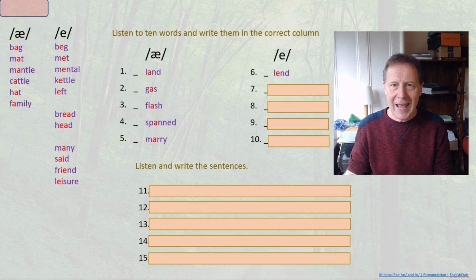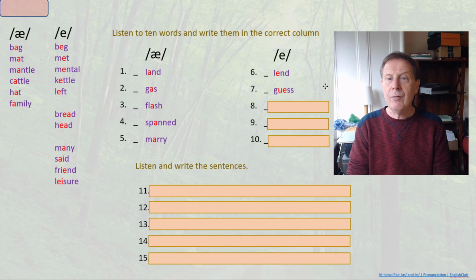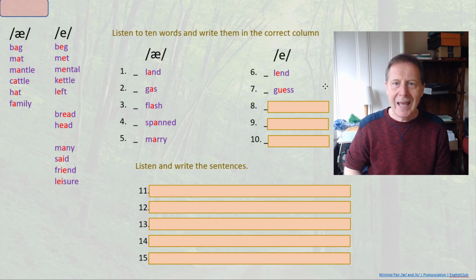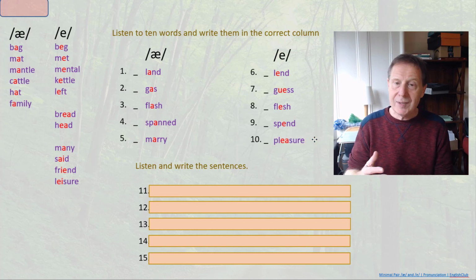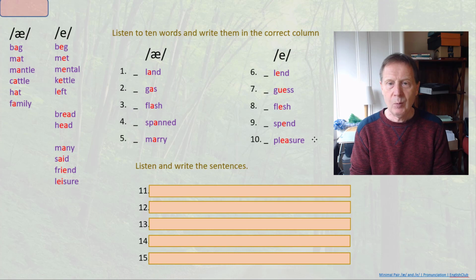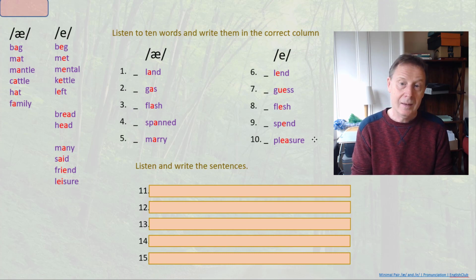first one is lend. Number 7, guess. Now this is an irregular spelling. There are not many other words like this. UE is the spelling in this case for the sound e. Number 8, flesh. Number 9, spend. Number 10, pleasure. Now this again is another irregular spelling with EA, like head and bread.